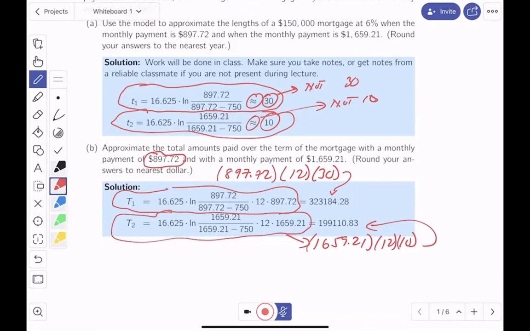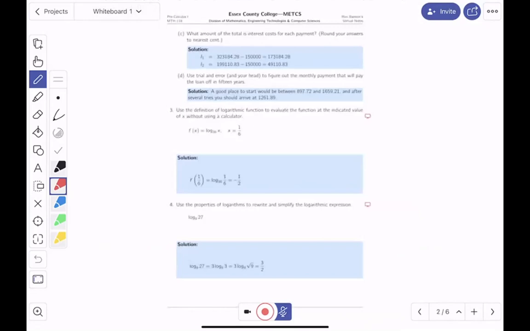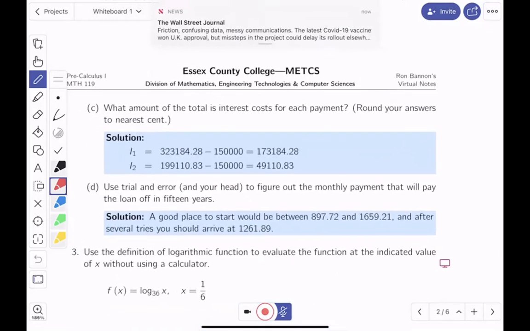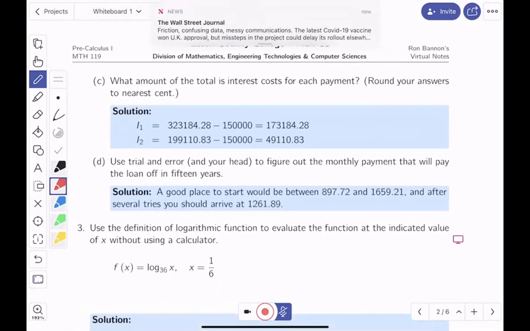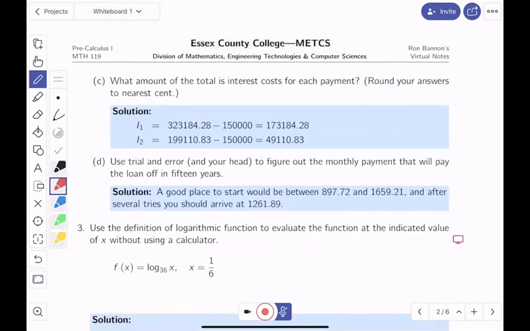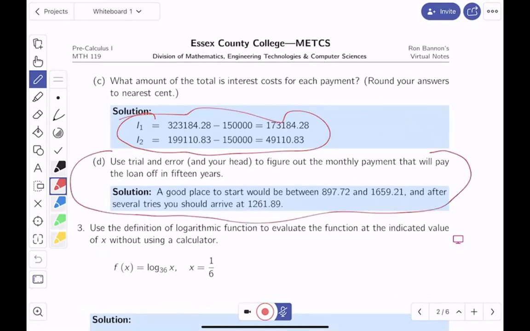Okay. Let's go to the next one. And I guess I should really say the next one is the continuation. What's the amount of total interest for each loan? Well, the loan was 150, so you'd have to subtract that away. Hopefully these things are kind of obvious what's over here. All right. Use trial and error in your head. I'm going to point out that does require a calculator.